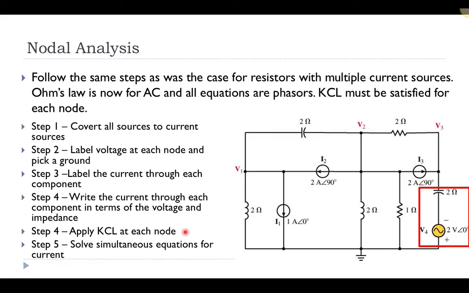And then after we do that, we'll apply Kirchhoff's current law at each of the nodes, and then if we need to, we'll solve simultaneous equations where our unknowns here would be to actually solve for the voltages, not the current. That's a misprint there. So we'll solve simultaneous equations for the voltage.